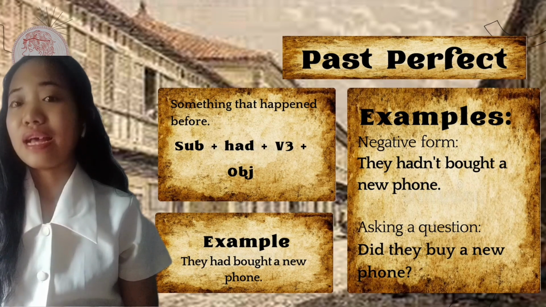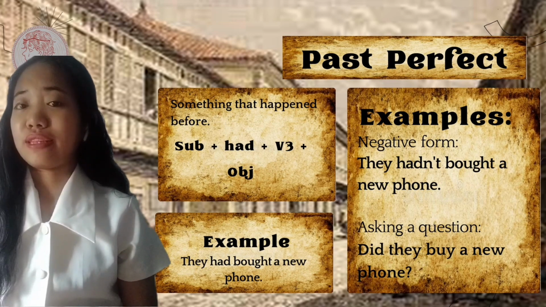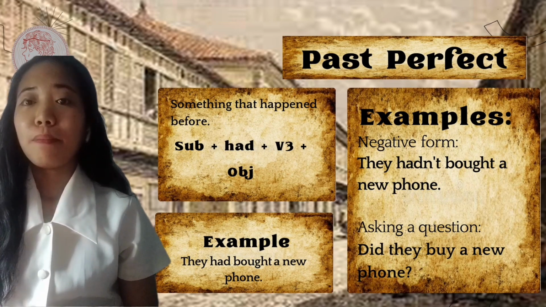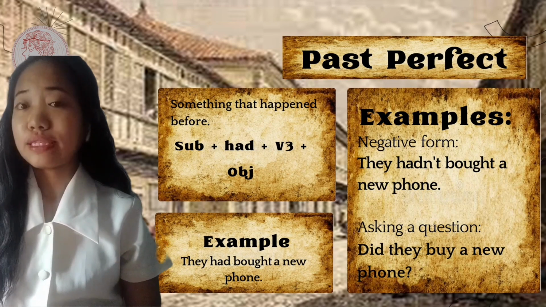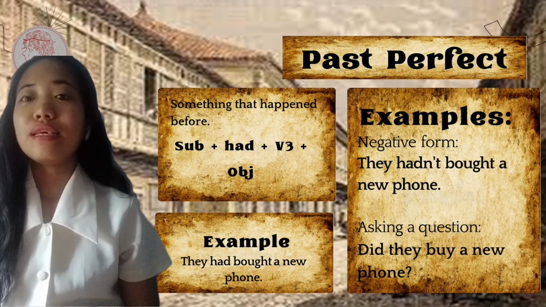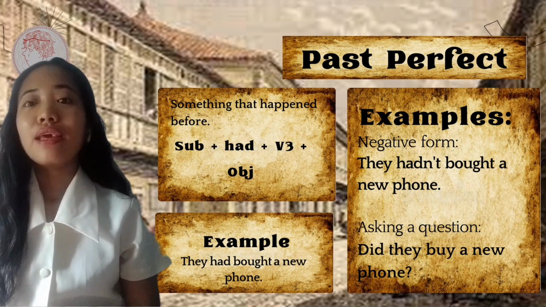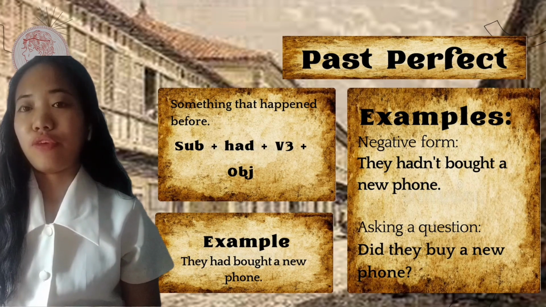For the formula for asking a question in the past perfect tense, had plus subject plus past participle. For example, had they bought a new phone? And these are the common regular and irregular verbs in the past perfect.